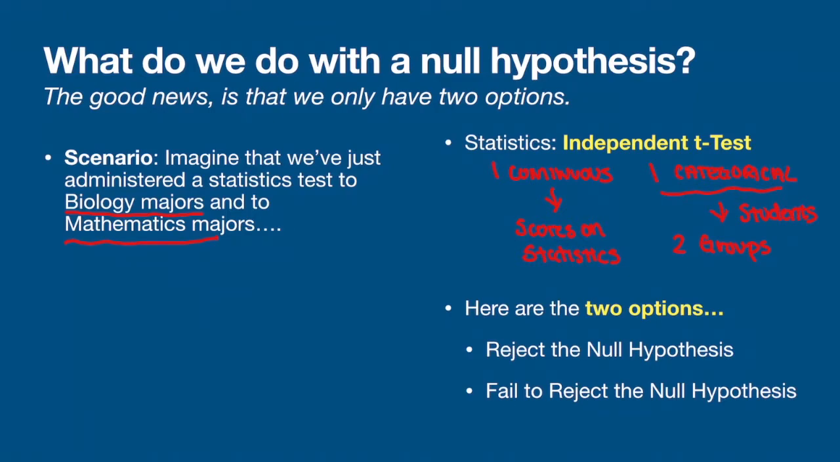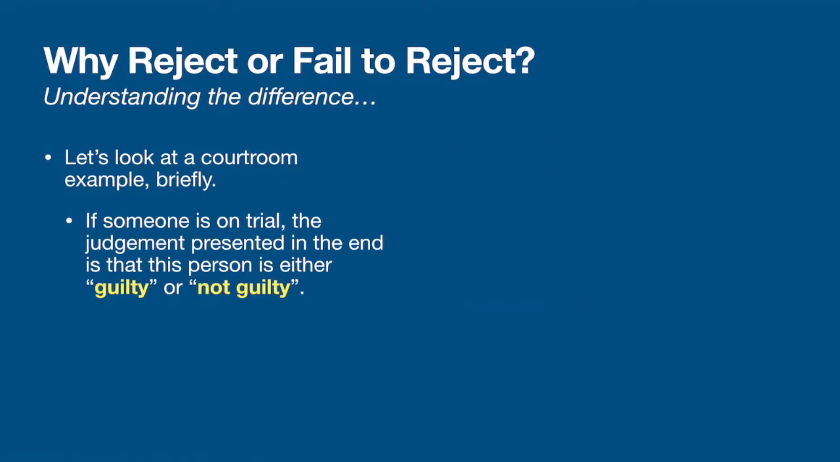So again, as we talked about earlier, we only have two options when it comes to dealing with this null hypothesis. And those two options are written right here on the screen. We could either reject the null hypothesis, or we could fail to reject the null hypothesis. And so we're going to deal with these terms here in just a moment. So let's talk about this. Why do we have these two options? Again, our options are to reject or to fail to reject the null hypothesis.